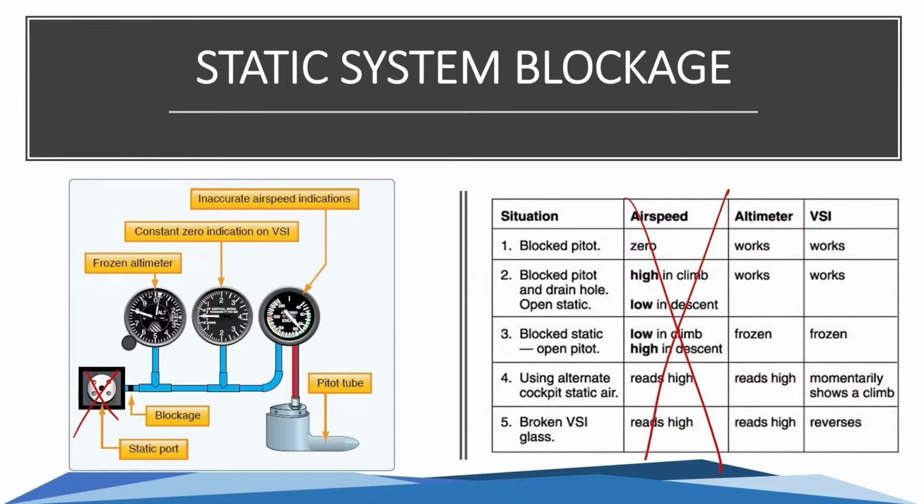If you were to use an alternate cockpit static source, your altimeter will be ever so slightly higher. And the VSI, you can play with this on the ground. If you were to move that alternate static source on the ground, you'll usually see that your VSI will climb momentarily for like half a second, and then it goes back down. If you break the face of your VSI instrument, everything will change just ever so slightly. The altimeter is going to read slightly high, and it will still work. And the VSI will actually reverse itself. It goes backwards, so you just have to completely omit that instrument if you ever got into that situation. All right, so that is basically the pitot-static system errors.